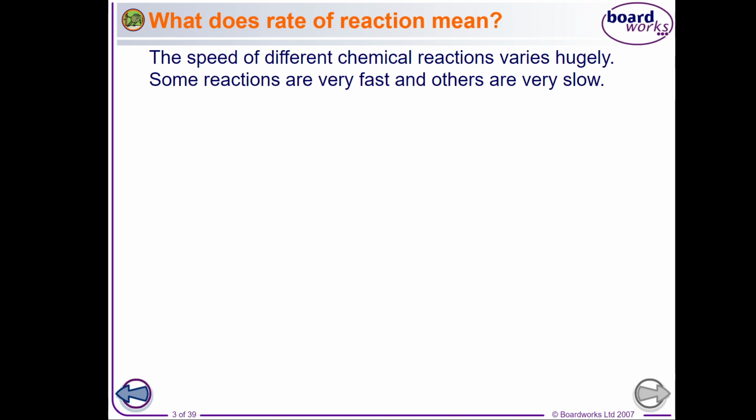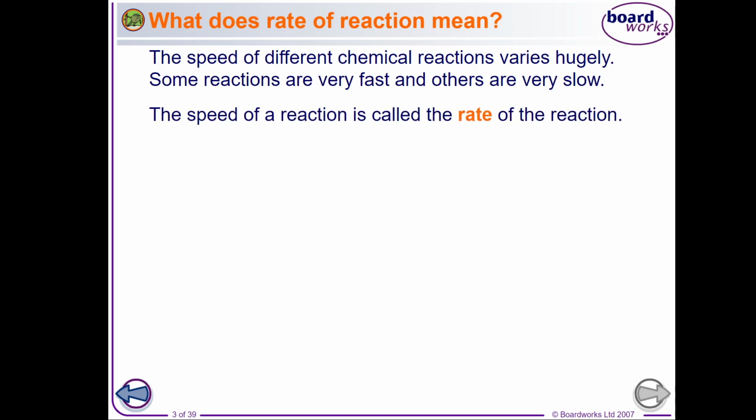Essentially, what we're doing is trying to see what kind of factors will affect a reaction rate, and to see why some reactions are faster and why some are slower. The speed of how quickly a reaction goes to completion is going to be its rate.